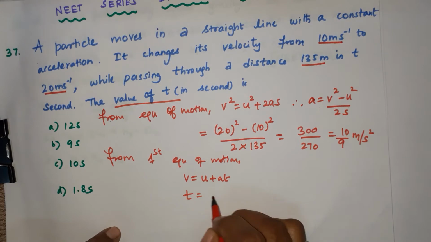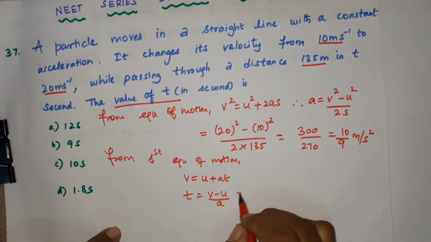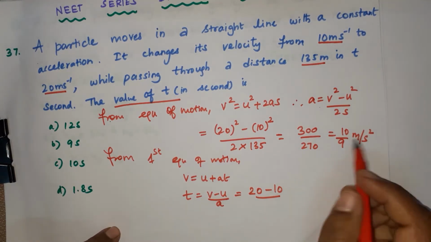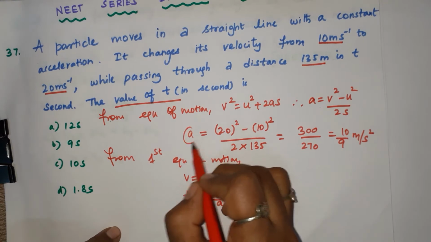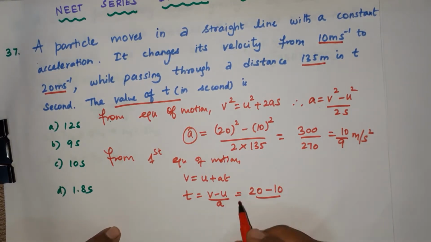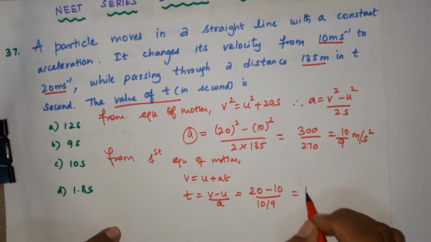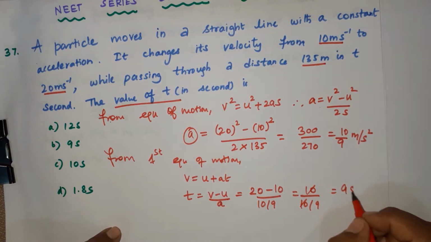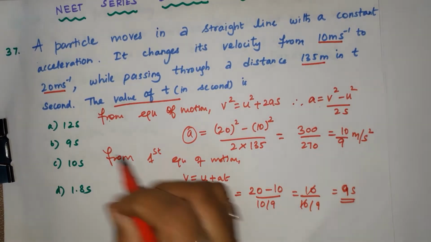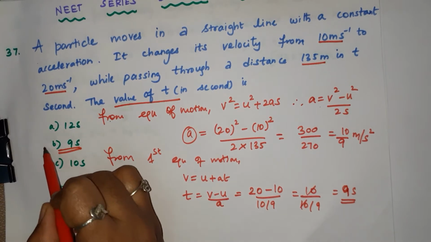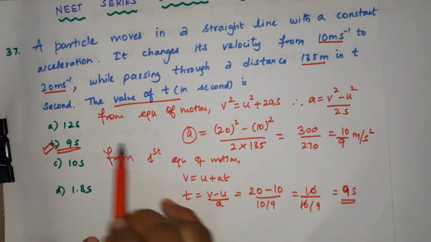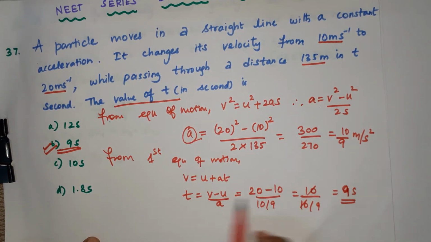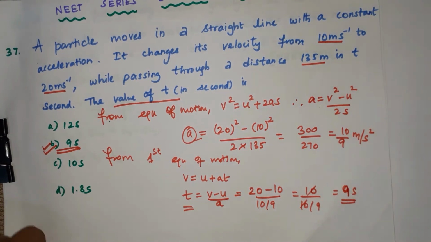So t is equal to v minus u by a. What is v? V is 20, u is 10, by a. What we found till now, that a, the acceleration, is 10 by 9. So when you substitute 10 by 9 in this, the 10 gets cancelled, which gives 9 seconds. Please check the answer whether we have it in the options. Yeah, B option is correct. Please check it. First equation of motion, find out the acceleration. Then from first equation of motion, find out the t value.